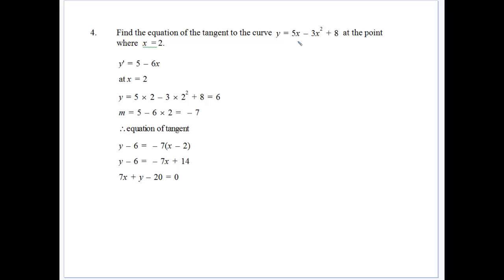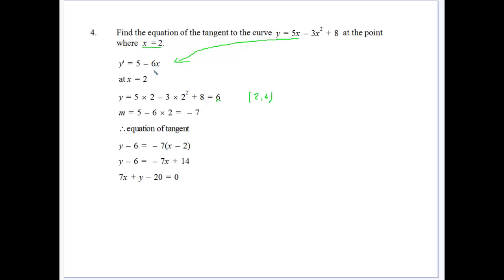So this time we've got another function, 5x minus 3x squared plus 8, at the point where x equals 2. Again, we get our gradient function, so we're deriving this. 5x becomes 5, minus 3x squared gives us minus 6x, plus 8 derives to 0. At x equals 2, substituting 2 back into the function gives us 6, so our point is (2, 6).